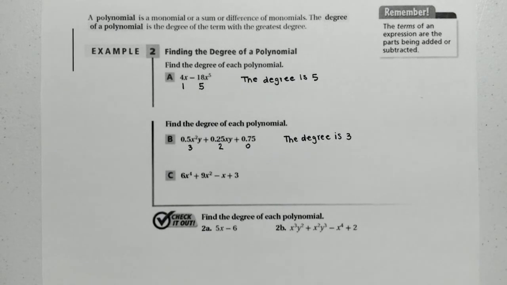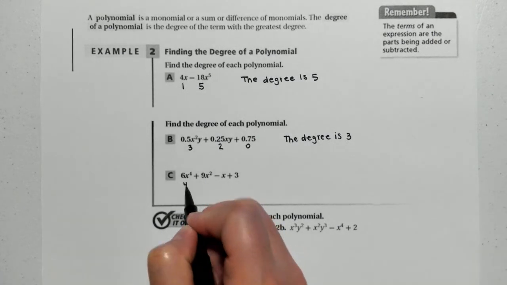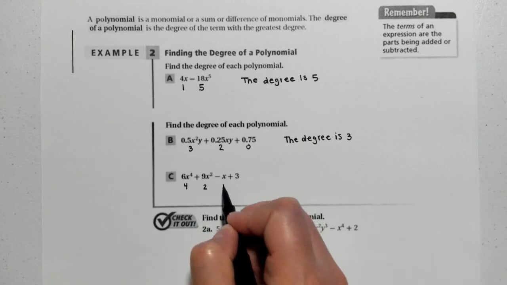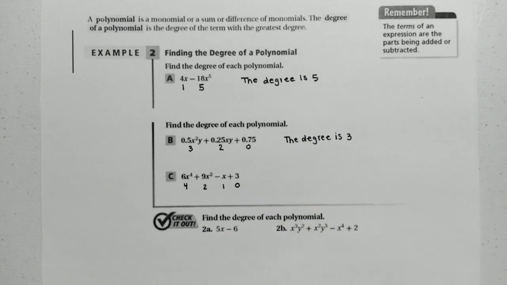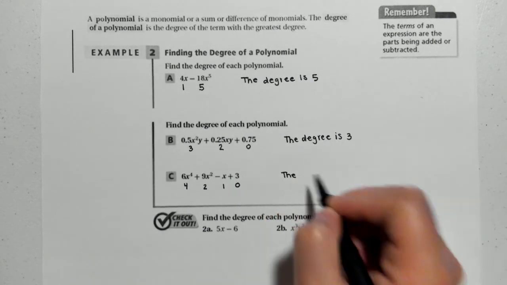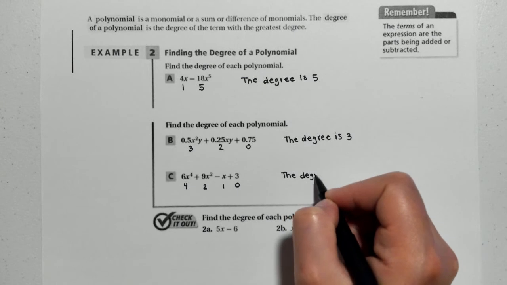C, 6x to the fourth, 9x squared, minus x, plus 3. 6x to the fourth has a degree of 4. 9x squared, a degree of 2. X, a degree of 1. 3, a degree of 0. So the largest degree, or the greatest degree, is 4. So that means the degree of the polynomial is 4.